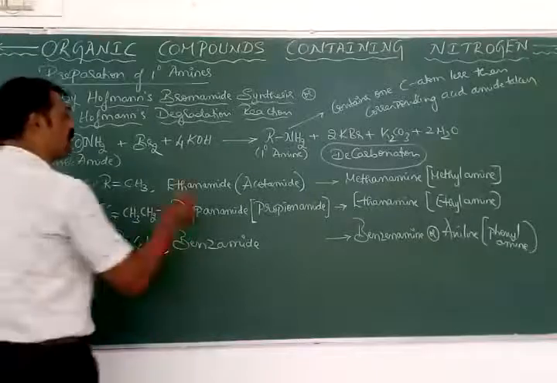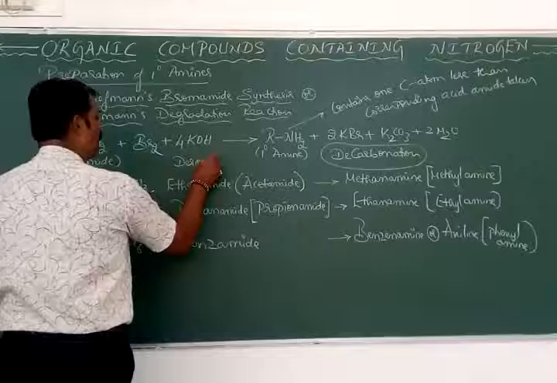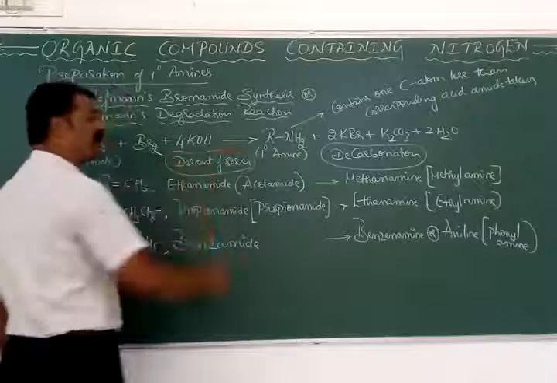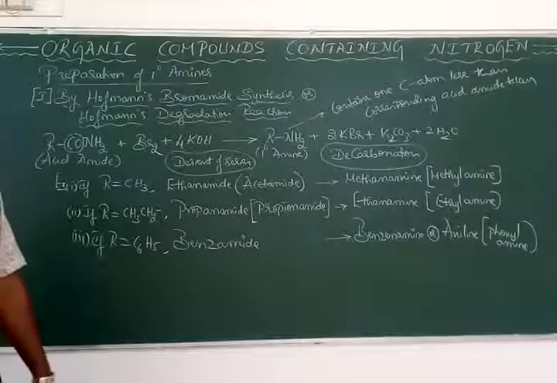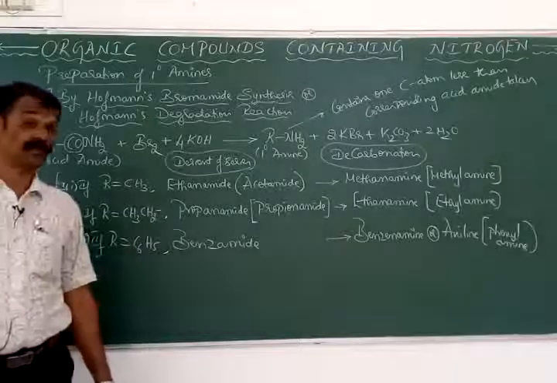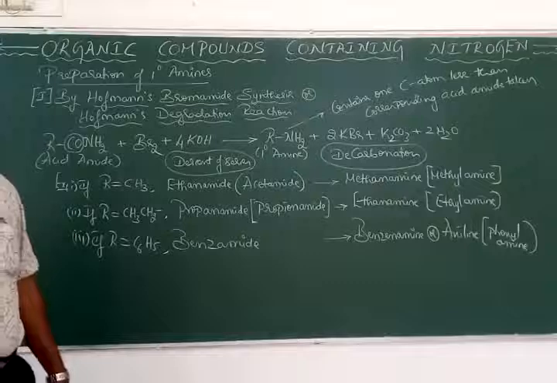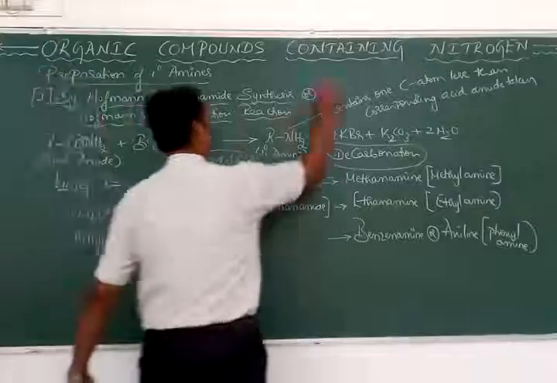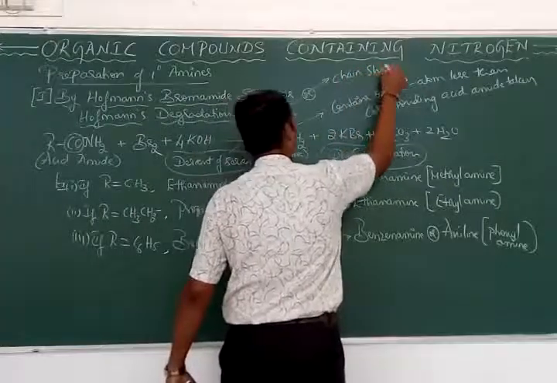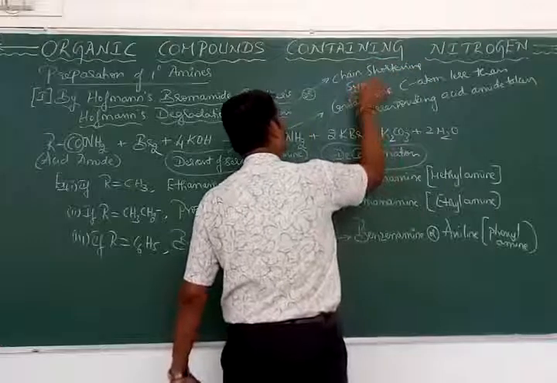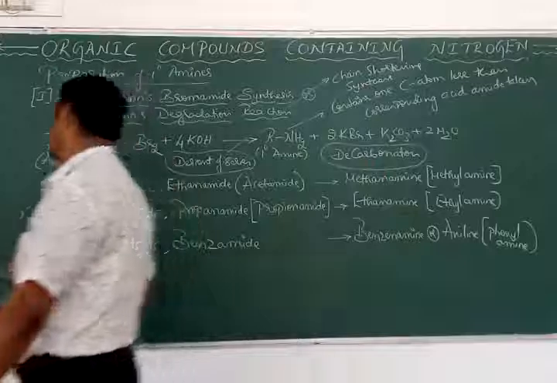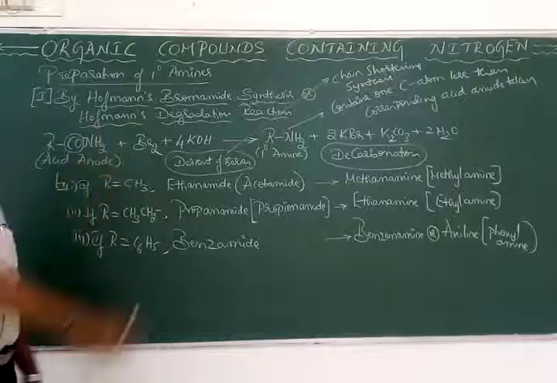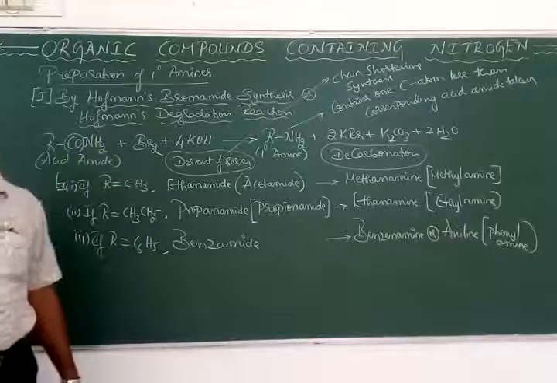So this is the best example for a descent of series. Descent of series means we get a product that contains fewer carbon atoms than the reactant that we have taken. Suppose the product obtained contains more carbon atoms than the reactant, that is called ascent of series. Descent of series is also sometimes referred to as chain shortening synthesis. Chain shortening means we are shortening the length of the carbon chain, which is why it is called chain shortening synthesis.